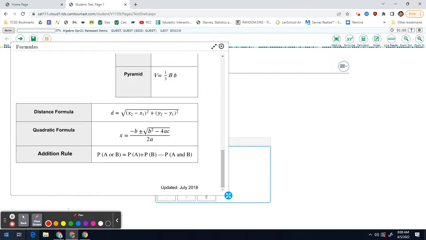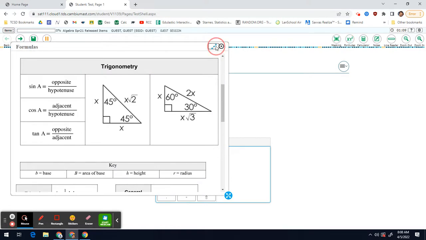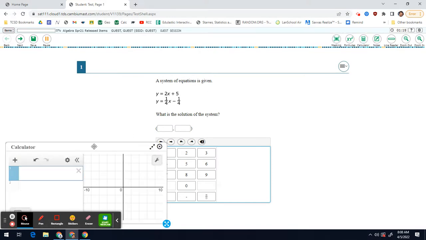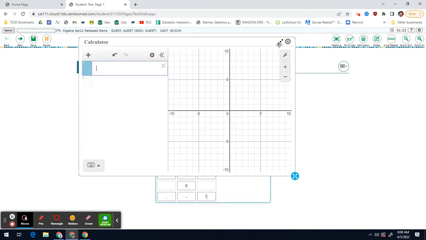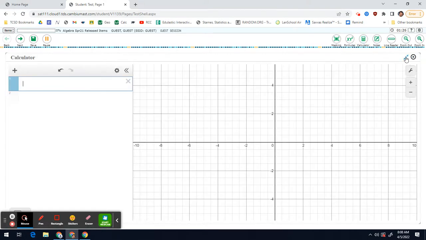You can make it go away and come back if you click the X and then bring it back. You can make it go full size or smaller, and again, X goes away. Okay, then the calculator. Of course, this is very similar to the Desmos graphing calculator. When you click on it, it's going to open up small, right? You can make it bigger like this. You can make it full size like this. You can make it go away and come back. Okay, you can make it smaller.